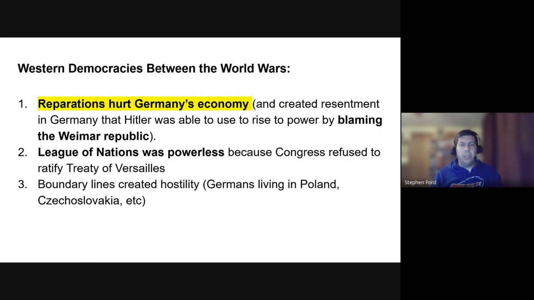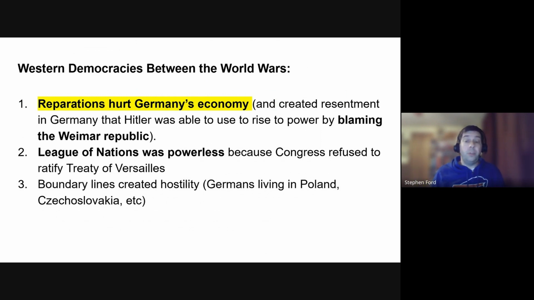Just real quickly to understand between the world wars. Leading up to Hitler's rise to power, Germany's economy was hurt in part because of reparations. It wasn't the whole reason, but they were blamed for that at least, right? So reparations hurt it. They have huge inflation in part due to reparations. It's a little more complicated than that, but their economy's in shambles. So radicals often come to power. So Hitler blames the Weimar Republic, the government of Germany, for this.